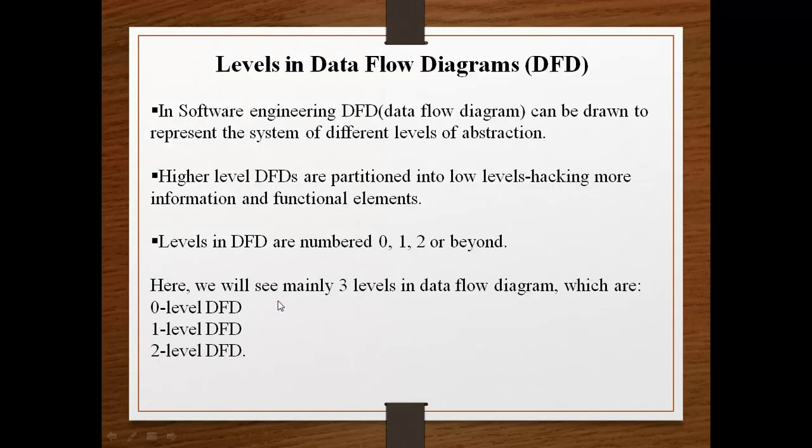Now there are different levels of DFDs. For you, at your level, only three levels are important: 0th, 1st and 2nd level. In software engineering, DFDs can be drawn to represent the system at different levels of abstraction. Higher level DFDs are partitioned into lower levels, showing more information and functional elements. DFDs are numbered 0, 1, 2 or beyond. There is no hard and fast rule here. You can start with 1, 2, 3 also, but the context is the 0th level diagram. You will mainly see three levels: 0 level DFD, 1 level DFD and 2 level DFD.